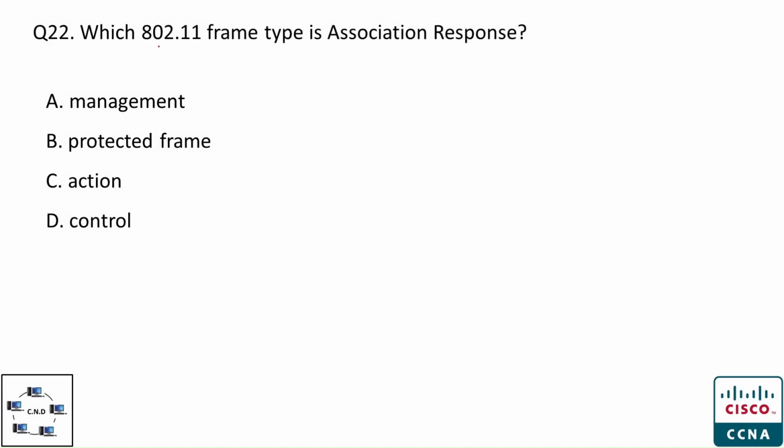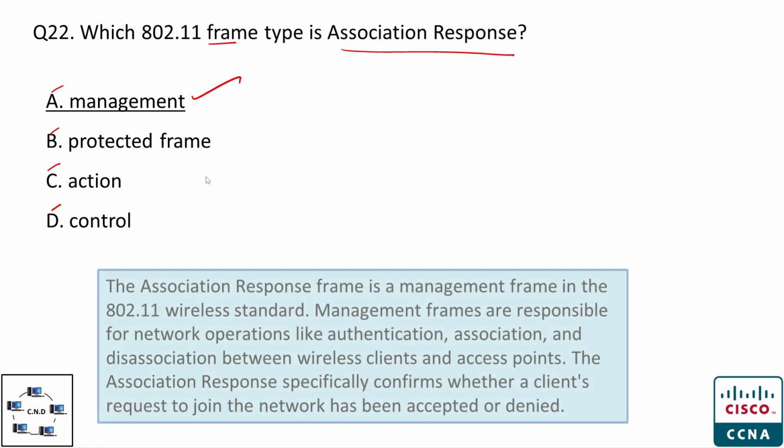Question number 22, which 802.11 frame type is association response? Option A, management. Option B, protected frame. Option C, action. And option D, control. And the correct option is option A, management.